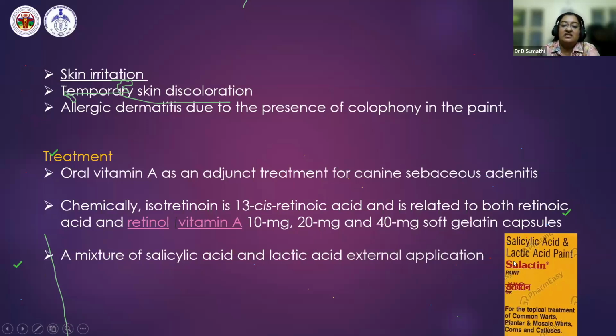So this is available as Selectin paints, which has a salicylic acid and lactic acid combination. So this can be tried to be applied externally. Only thing is it is highly irritant, so you should not apply it on the normal skin. So whenever you are applying, you have to tape the adjacent area so that it doesn't spread. Put an e-collar so that the animal doesn't turn back and lick.